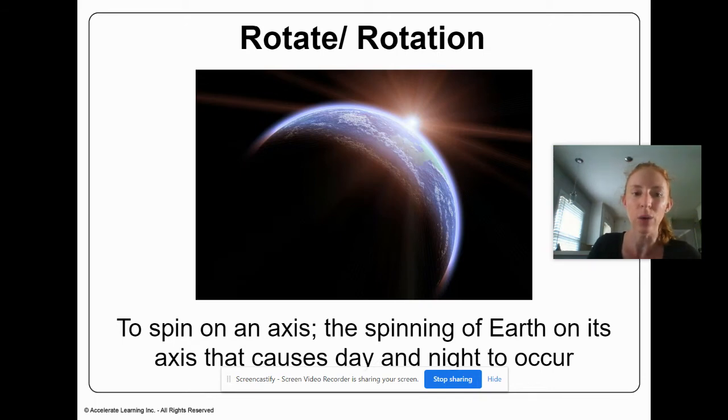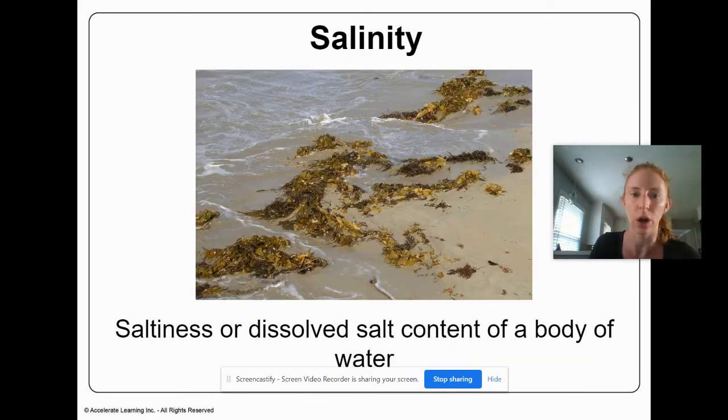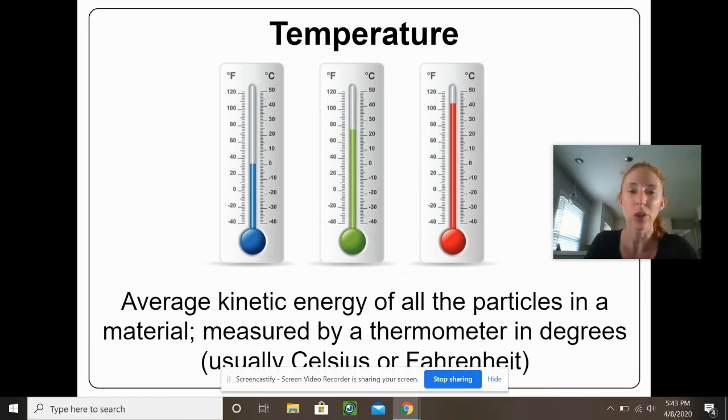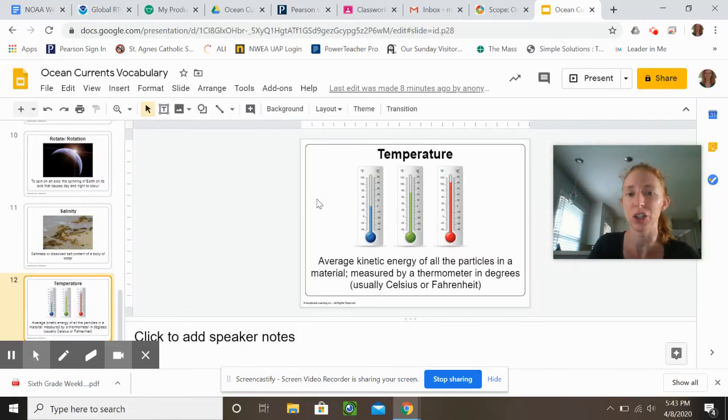Rotate, and rotation, is to spin on an axis, the spinning of Earth on its axis that causes day and night to occur. Back to salinity, it's the saltiness or the dissolved salt content of a body of water. Let's look at temperature. We have the average kinetic energy of all the particles in a material, and it's usually measured by a thermometer in degrees, usually Celsius or Fahrenheit. So that's it for the vocab. Feel free to watch this again. If you haven't looked at any of the assignments, that's okay.